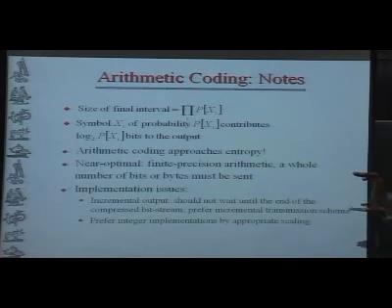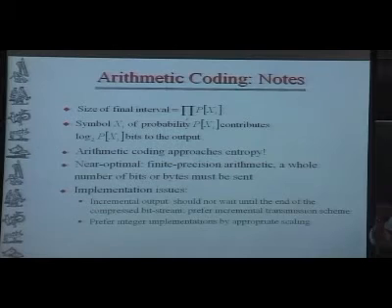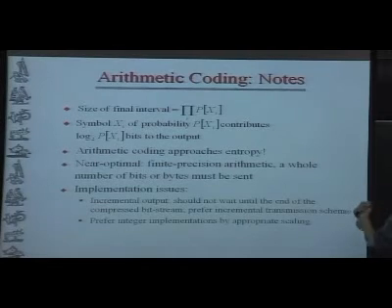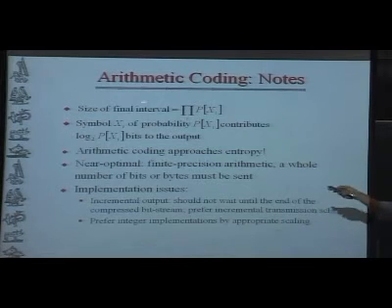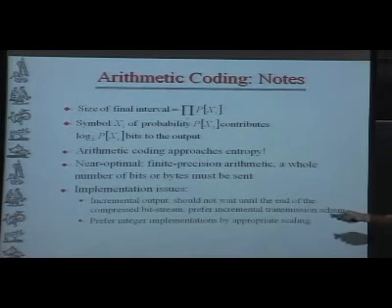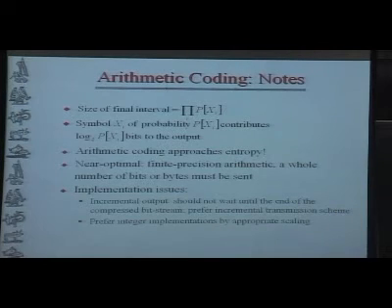But when the interval gets smaller and smaller, you need a lot of resolution for the final number to send over, and that's where you have to spend a lot of bits. So arithmetic coding, if you look at this from this very hand-waving viewpoint, actually approaches entropy if you let it run for a long time.